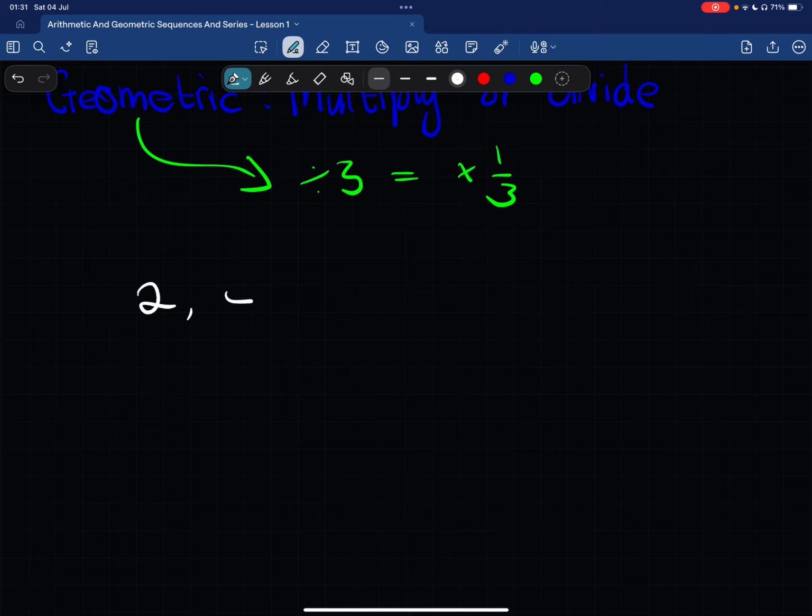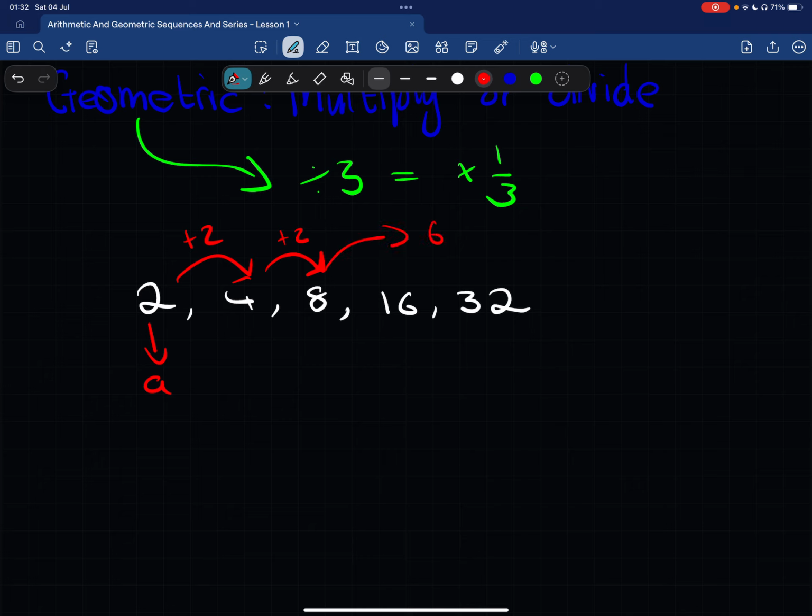So 2, 4, 8, 16, 32. Nice and easy example. We already know from previously that 2, which is our first term, is our A. And now over here we notice, oh, okay, I can just say plus 2. But if I say plus 2 over here, then it should be 6. This would equal 6. So what's happening? Something isn't working out here.